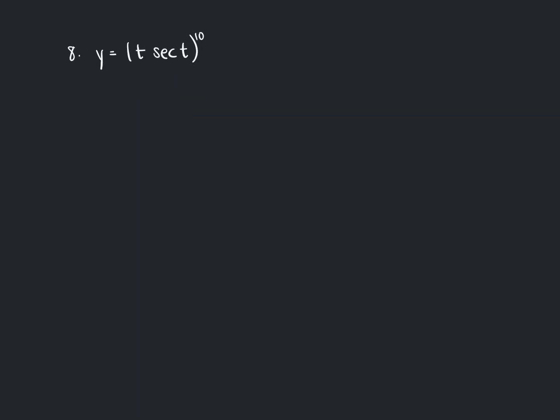Number 8, we have a chain rule with a product rule on the inside, okay? So when I rewrite this, what's my outside function? Well, my outside function is something to the power of 10. My inside function is this t times secant t, which is a product rule, okay? So since we know that we're going to have to use the product rule, let's just go ahead and find those parts. So if f is t, then f prime is 1. If g is secant t, then g prime is secant t tangent t.